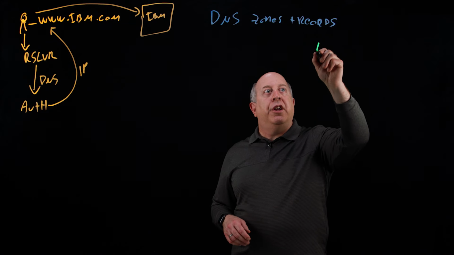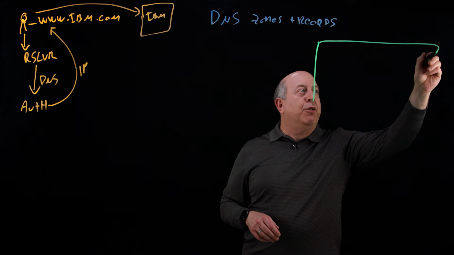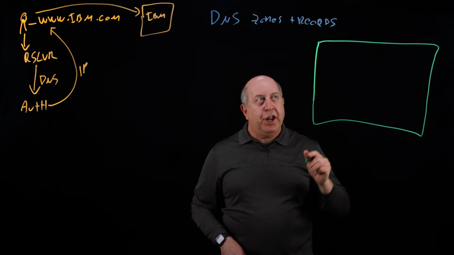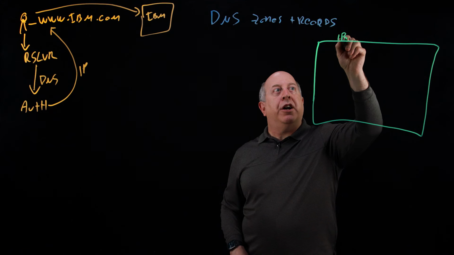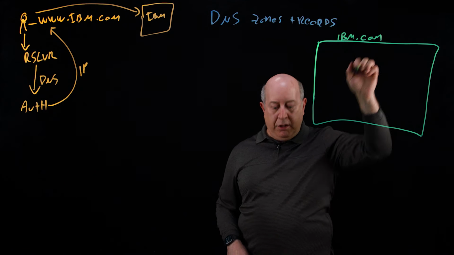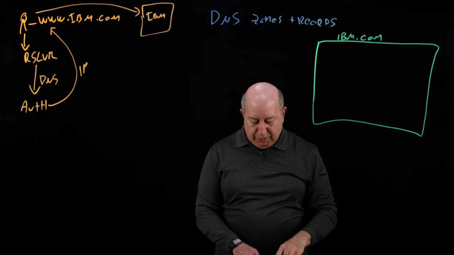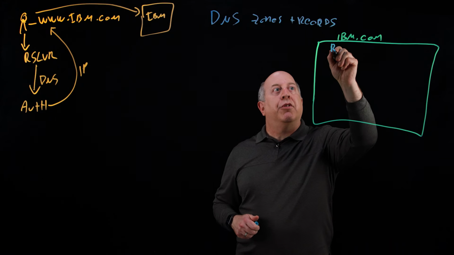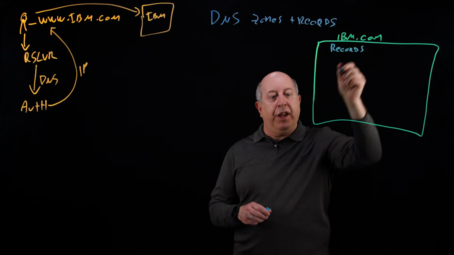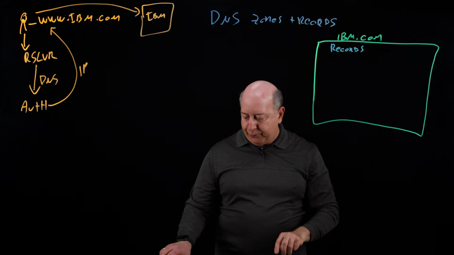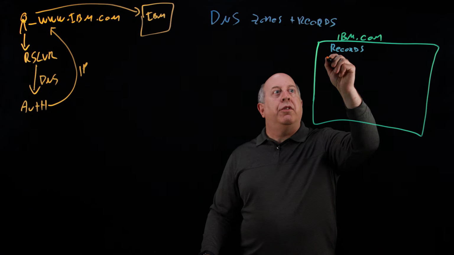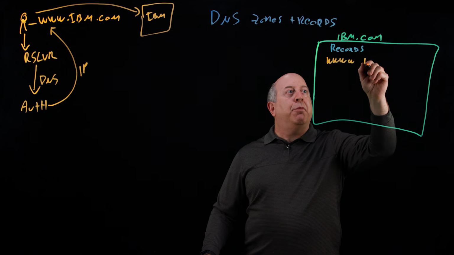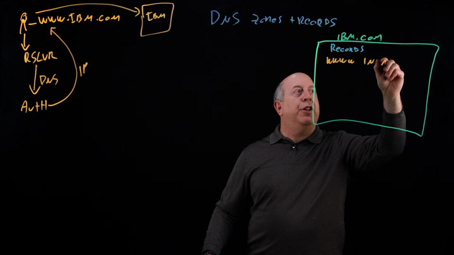So a DNS zone is an area of administrative control of a portion of the DNS namespace. So for example, we might have a zone for ibm.com. And inside the zone, we're going to have a number of records. That's right. And records are things like www would be the record. The type is IN. I'll go over all this in more detail in a minute.